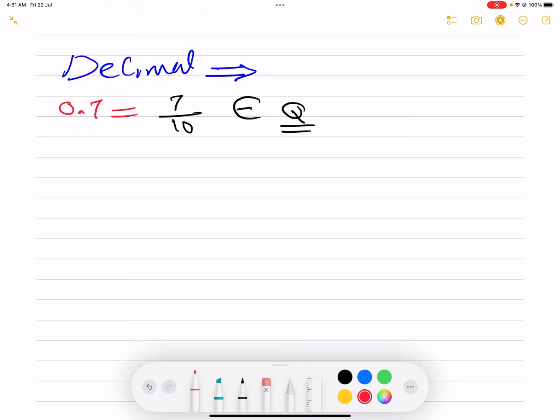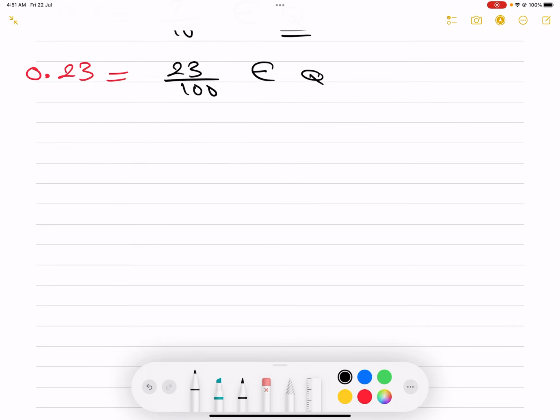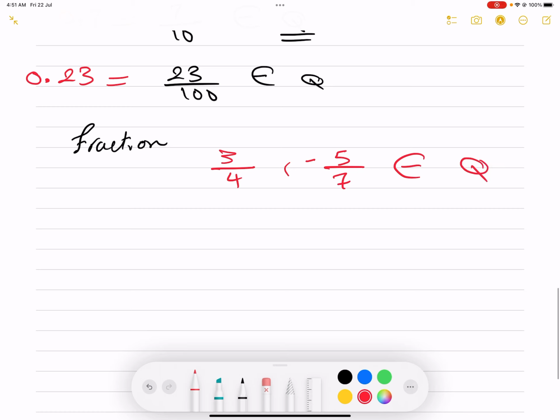Suppose I have here 23 over 100, or 2300. This will be 23 out of 100. Is it written in the form of numerator and denominator? Yes, so it belongs to rational. What about fraction? Any fraction is already in the form of numerator and denominator, like 3 out of 4 or negative 5 over 7. All of them are already written in the form of numerator and denominator, so all of them belong to rational.